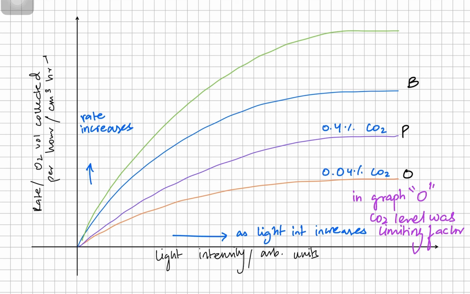Let's compare the blue graph, which is B. You can see the blue graph has performed even better. That could also be because of carbon dioxide level. Maybe carbon dioxide levels were better for the graph with the blue line.